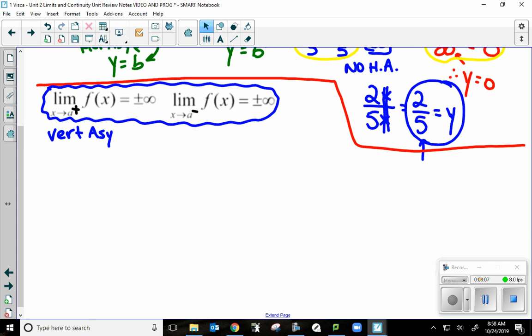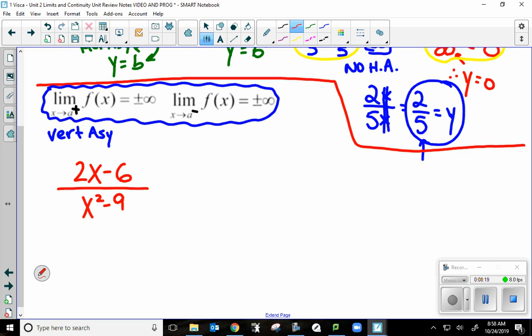So let's look at here. Let's say I have 2x minus 6 over x squared minus 9. What values of x make this undefined? Well, I can tell you right now, positive and negative 3 make this undefined. But we got to be careful. Let's factor and reduce if we can. I can factor out a 2 on top and get an x minus 3. And if I factor the bottom, it's x minus 3 times x plus 3.